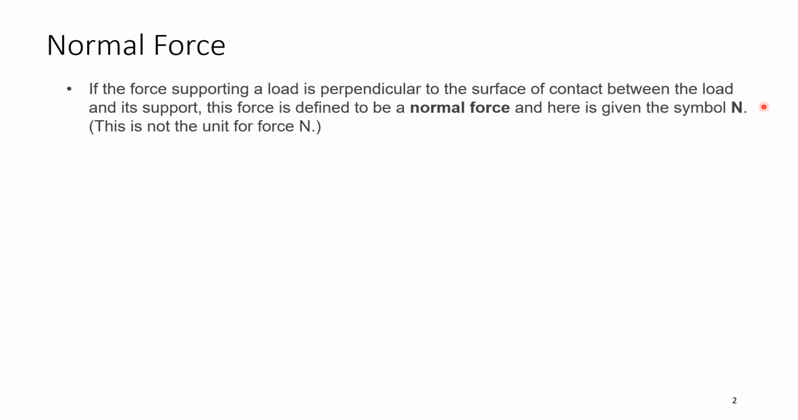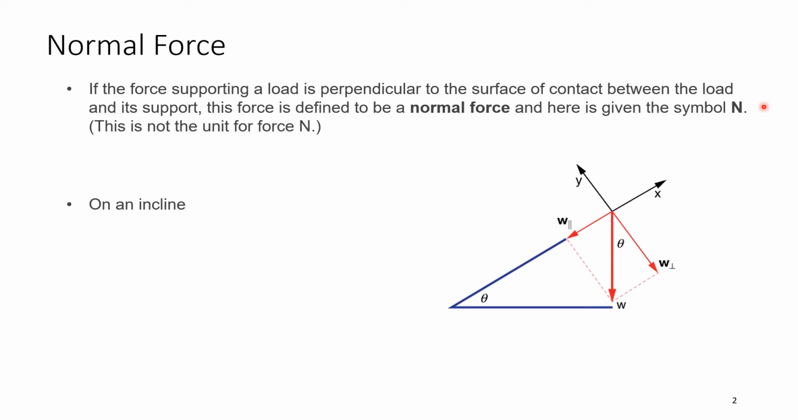The normal force can be less than the object's weight if the object is on an incline. When an object rests on an incline that makes an angle theta with the horizontal, the force of gravity acting on the object is divided into two components: a force acting perpendicular to the plane, W perpendicular, and a force acting parallel to the plane, W parallel.